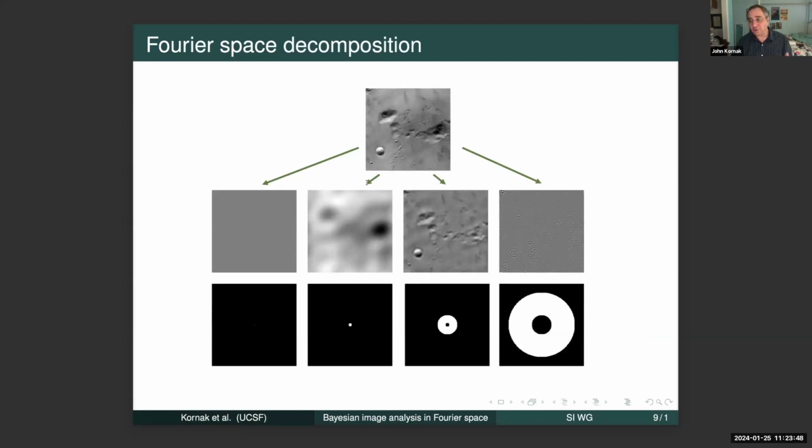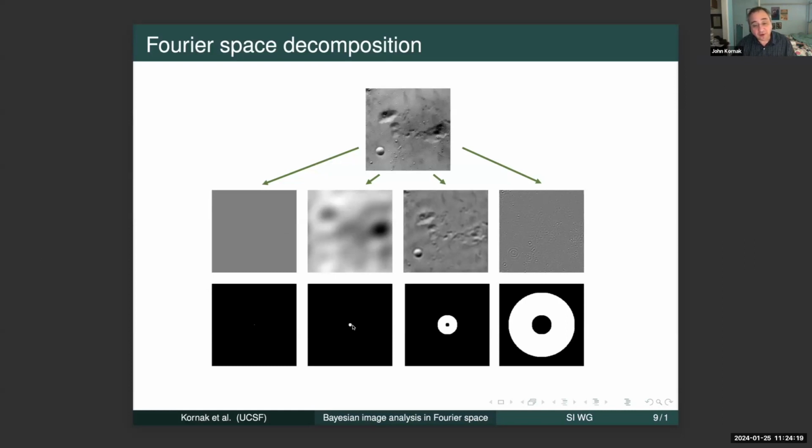Just another way of looking at Fourier space, to try and give a little bit more intuition. This is an image of a snapshot of a little portion of the moon, and we can take that and decompose it into different frequencies. The center of Fourier space is here, 0, 0. That's zero frequency in all directions, so that's just your overall mean image.